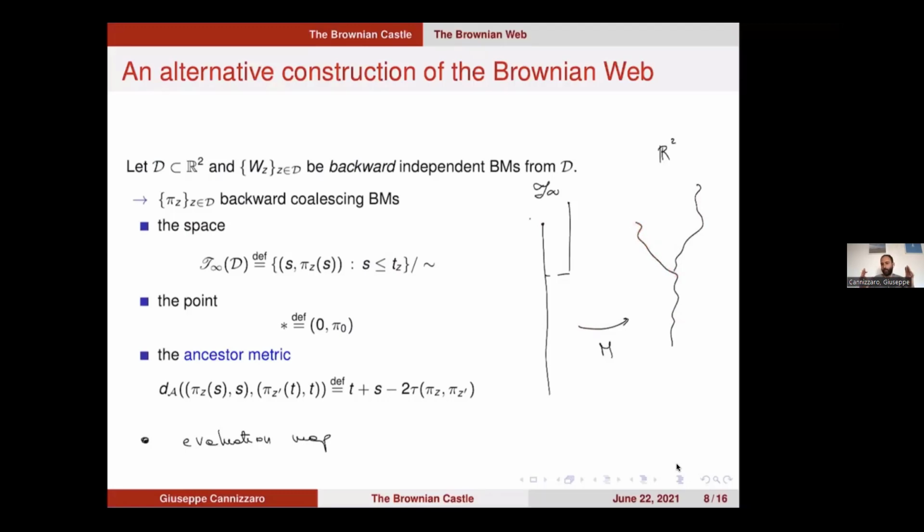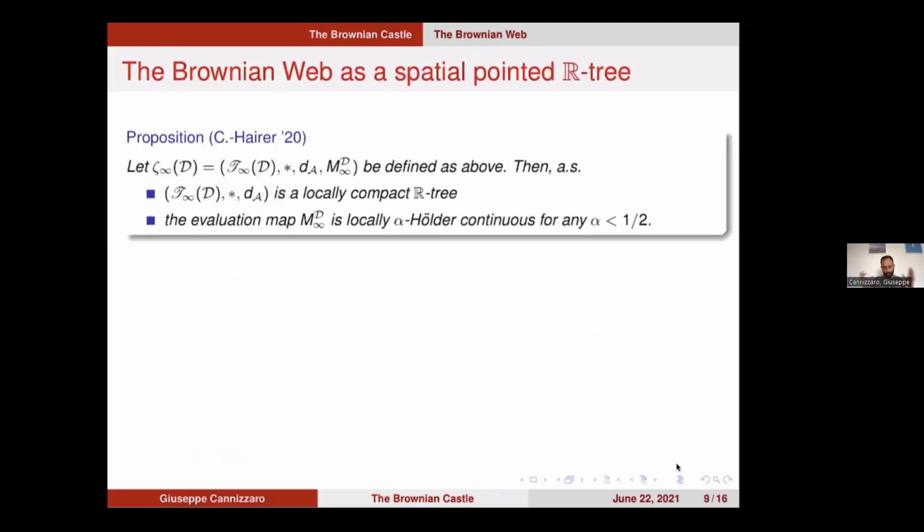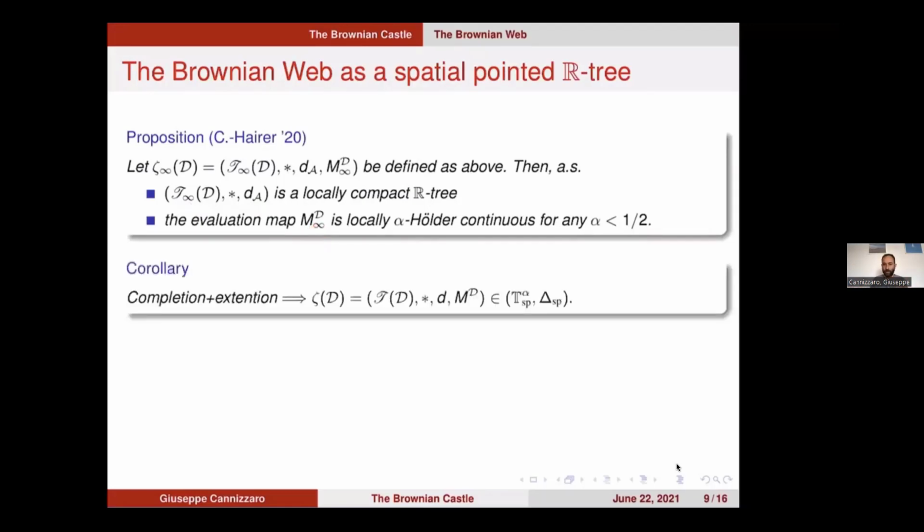So in particular, we end up with a quadruplet in which one element is t, one is this point in the tree. We have the ancestral distance and the evaluation. And what we can prove is that indeed this triplet is a locally compact R-tree, and that the evaluation map is locally Hölder continuous. And once we have these properties, and remember that here we were starting from a countable dense set of points, what we can do is take the completion of this space and extend our evaluation map M. And so this is exactly the object we obtain.